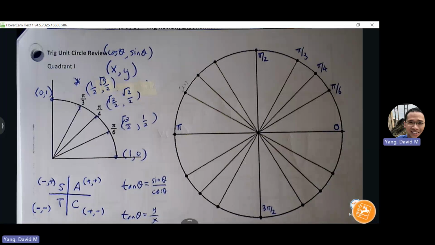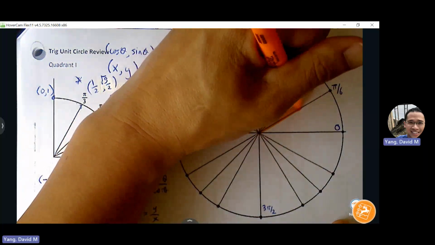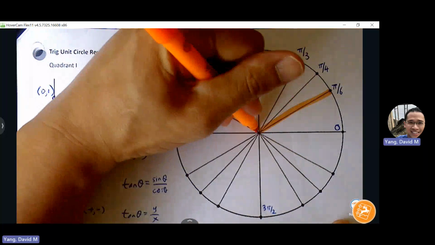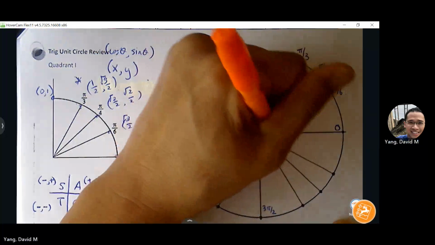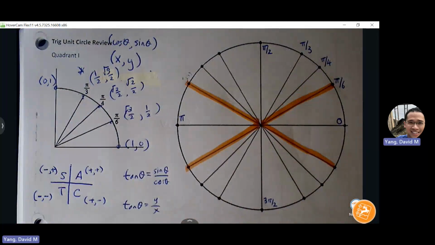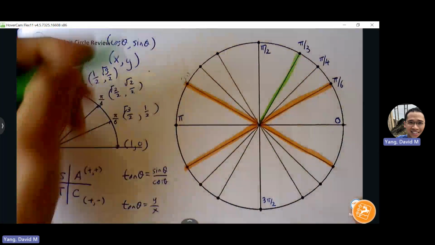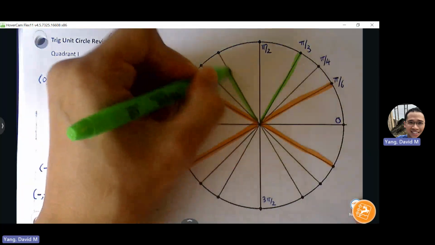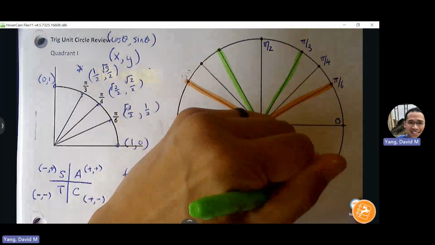Okay, so what I remember about the radian measures here is that everything that is closest to the x-axis will all share the same denominator. Anything that is in the middle will share the same denominator. Anything that is furthest away from the x-axis will also share the same denominator. So basically, everything that's highlighted in orange will all have a denominator of 6. Anything that's highlighted in green will all have a denominator of 3.